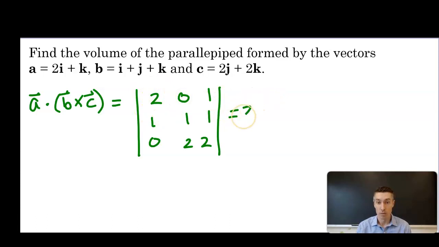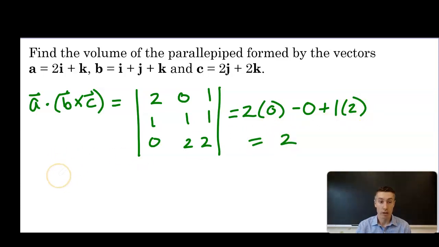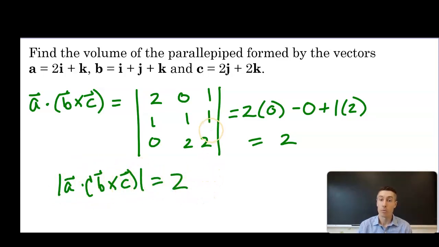So 2 times the determinant of this matrix, which is 2 minus 2, which is 0, and then minus 0, so the matrix is irrelevant, plus 1 times the determinant here, so 2 minus 0, which is 2. So that's going to be 2. And remember, we are looking for the absolute value of that. In this case, it doesn't matter since we got a positive value anyway. But that means the volume formed by these three vectors is 2. If we got 0 out, what that tells us is these three vectors are in the same plane.